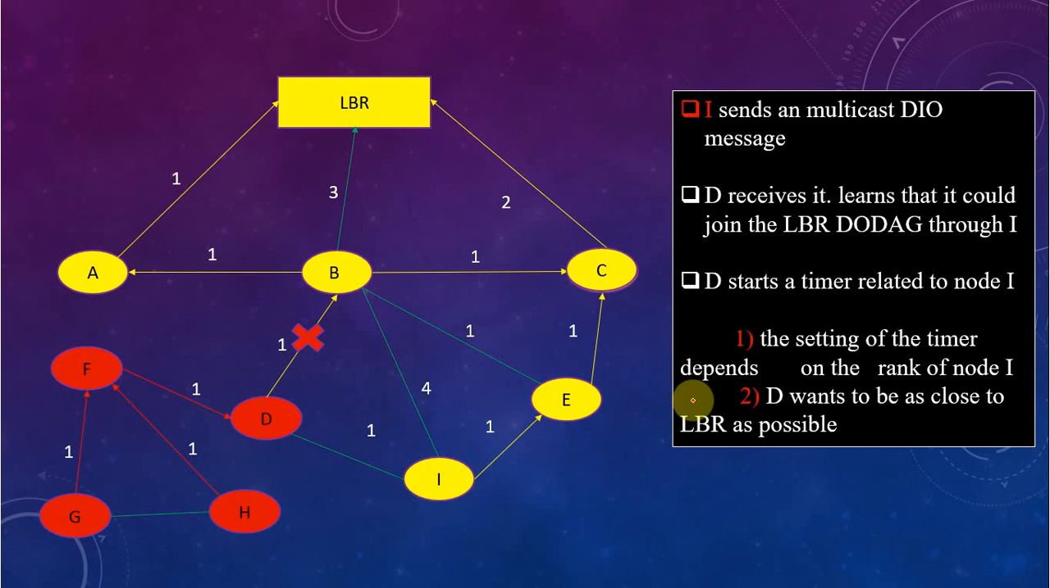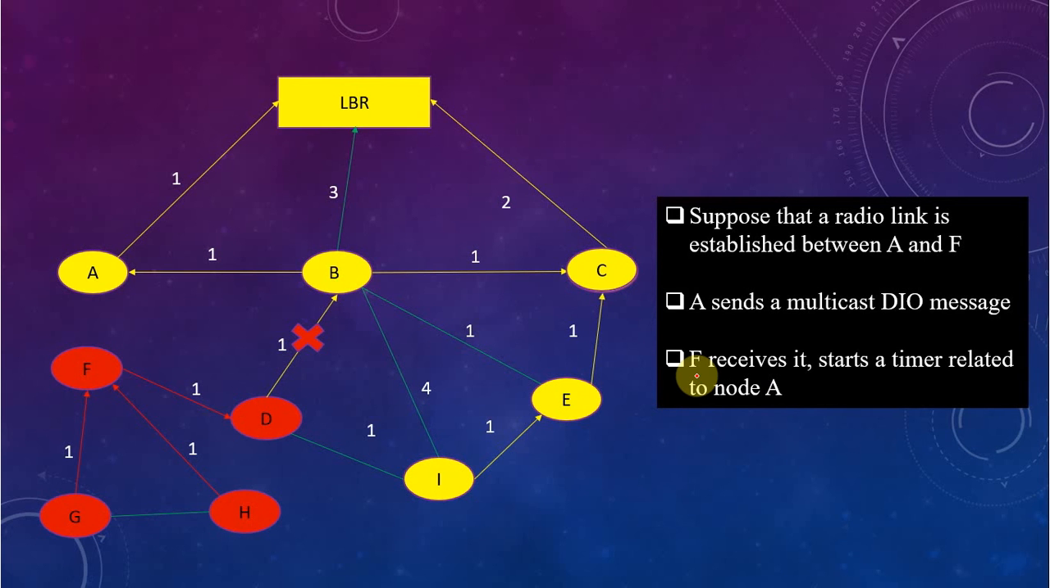The setting of the timer depends on the rank of the node I. So depending on the rank of I, it will be setting a timer, whether to set a high timer or a low timer. So D wants to be as close to LBR as possible, it doesn't want to be as far as possible from LBR, so it will be setting a low timer for this one.